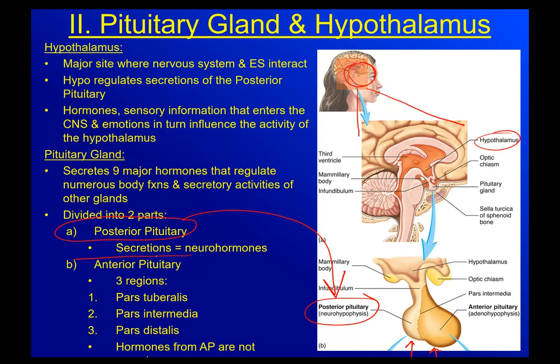Now, the anterior pituitary, you actually have 3 parts to that. You've got the pars tuberalis, the pars intermedia, and the pars distalis. Now, the hormones from there are actually not neurohormones. They're just regular hormones coming from endocrine tissue.